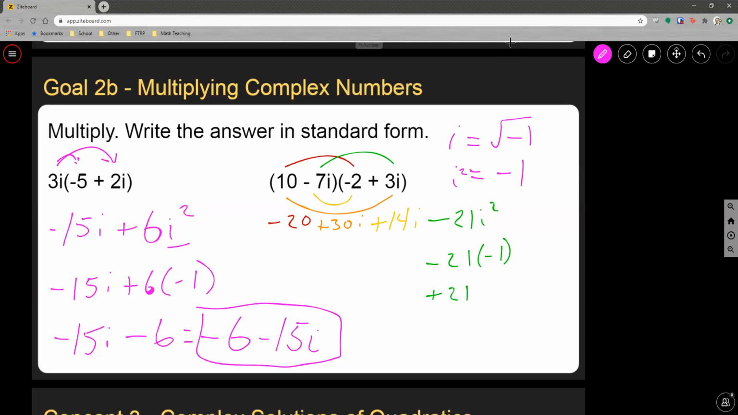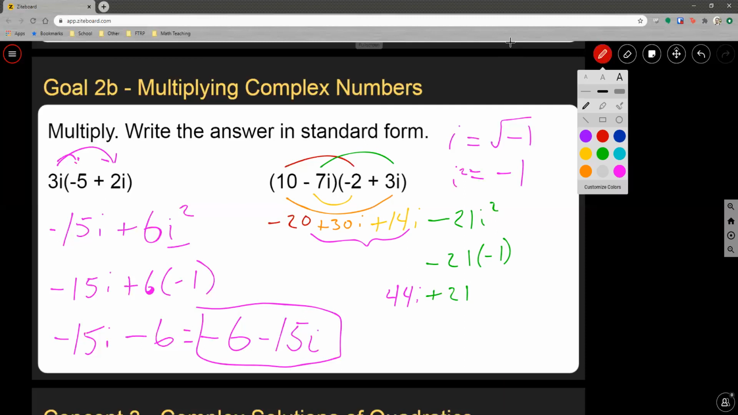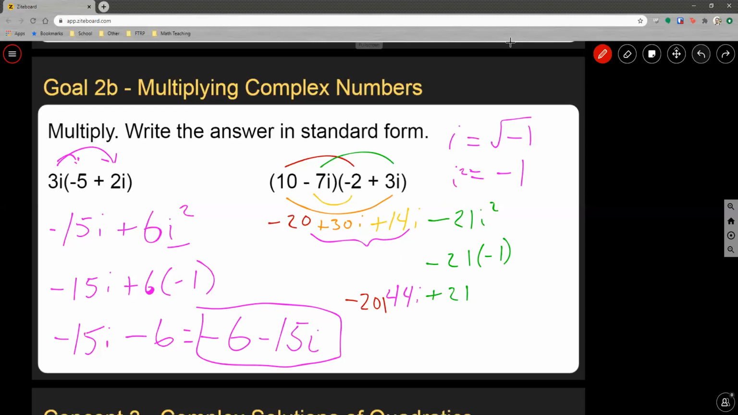The middle part, we've got some i's that we can combine like terms with. 30i plus 14i gives me 44i. And then I've got the negative 20 at the front. Negative 20 out front. Oh, don't forget the plus sign. So I've got negative 20 plus 44i plus 21. Well, again, I've got some like terms I can put together. I've got negative 20 and positive 21. So what I end up with is positive 1 plus 44i. Now I've multiplied those complex numbers together.